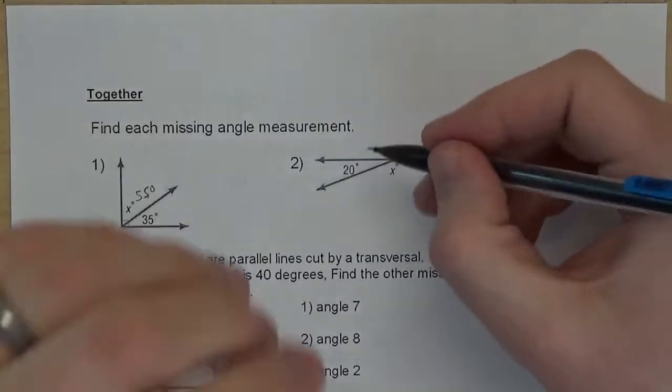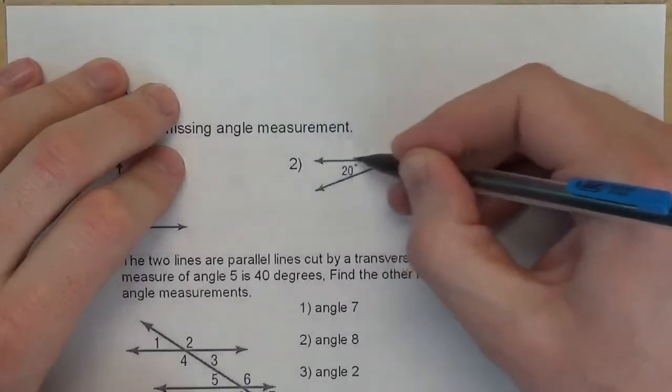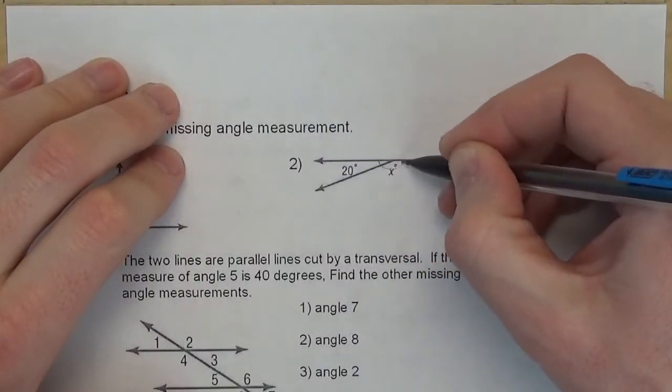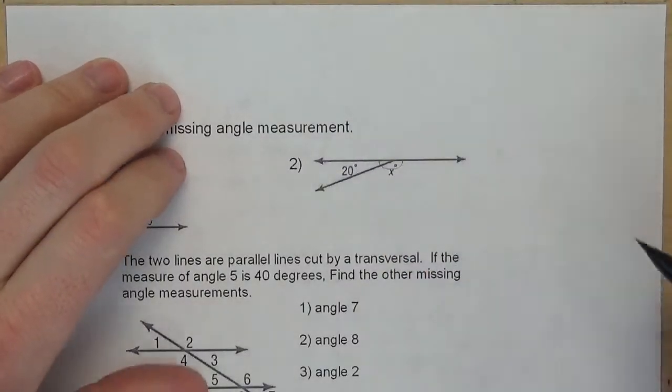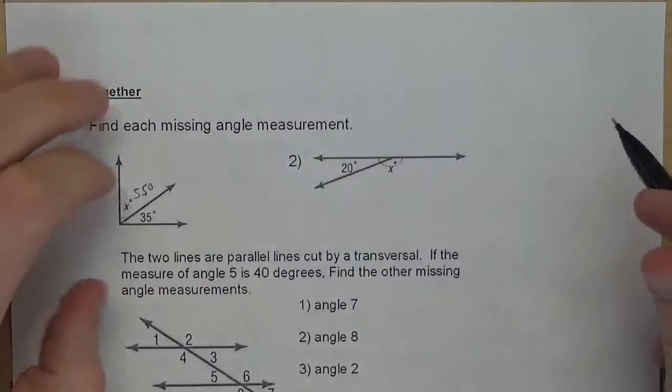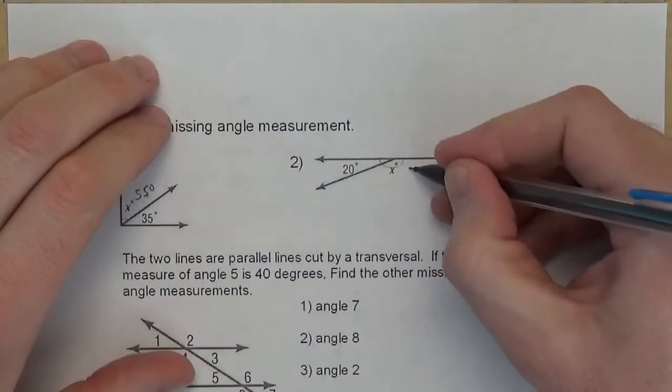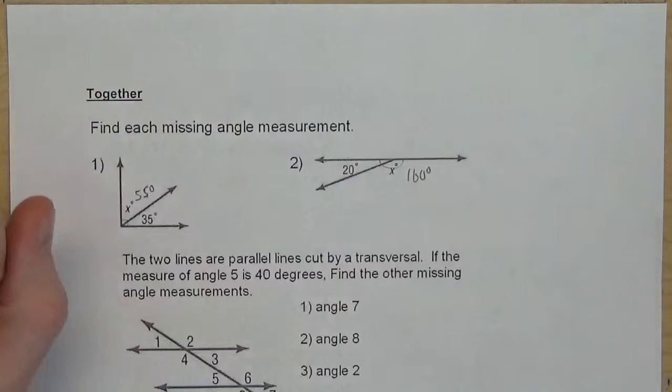All right, number 2, we have a straight line right here. When you have a straight line, you know that altogether is 180. If this part makes up 20 of that, think about what's left over for this part. It's going to be 160 degrees, right?